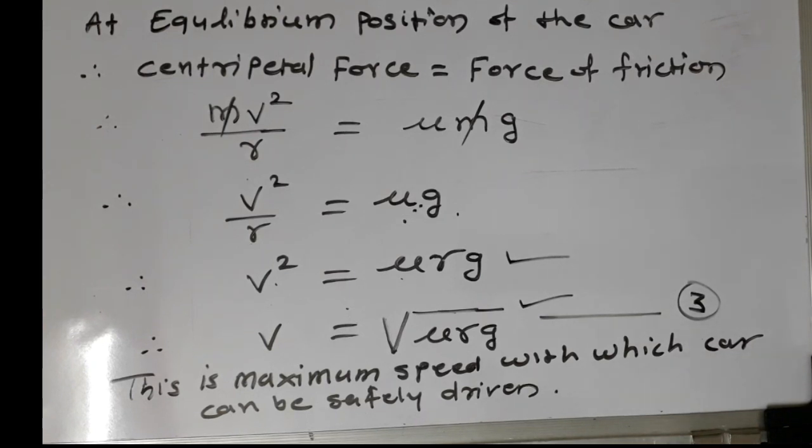Now, what is meant by the banking of roads, and what is the necessity of the banking of roads? Sometimes it happens that the speed of the car is greater than the speed v equals under root mu rg. Then the car is in danger of being thrown off, and there may be an accident.